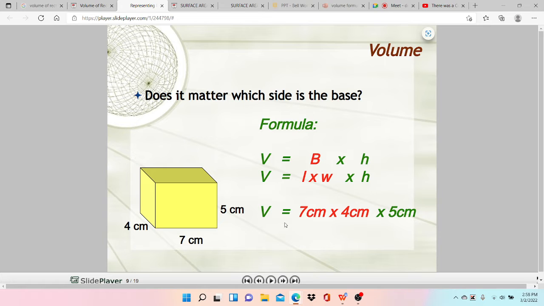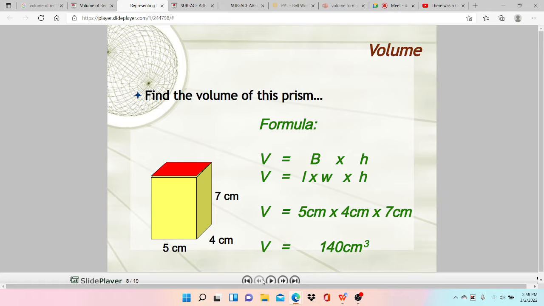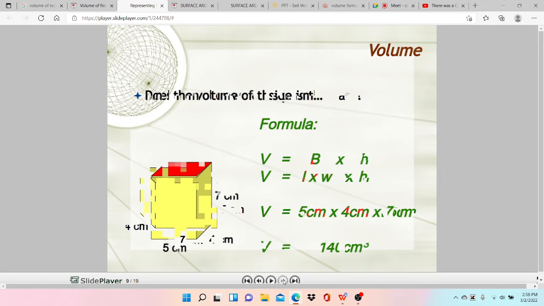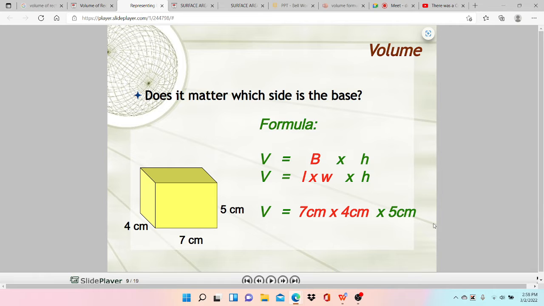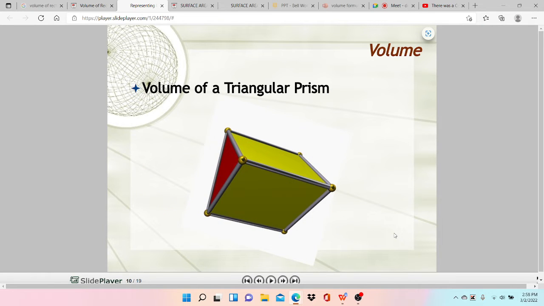So, 7 times 4 times 5 equals 140. It's the same, right? Let's see. Let's count. 140. Yeah, they're the same. 140 cubic centimeters. Okay.